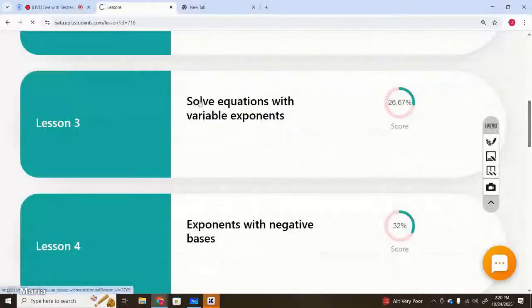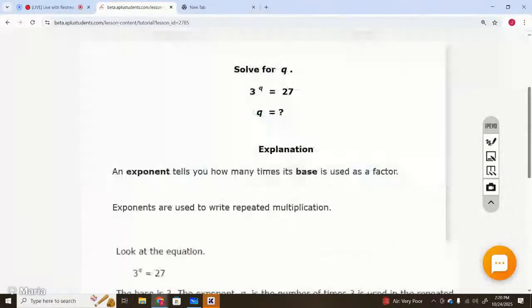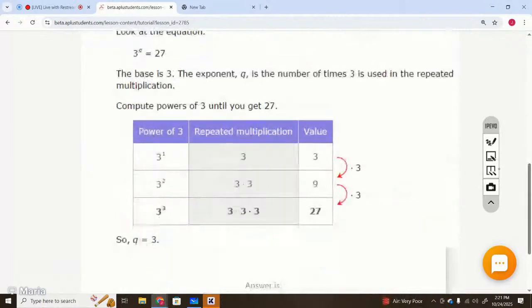Table exponents. Solve for q. Exponent q equals 27. So we need to find the value of q. An exponent tells how many times its base is used as a factor. So 3 exponent q equals 27.